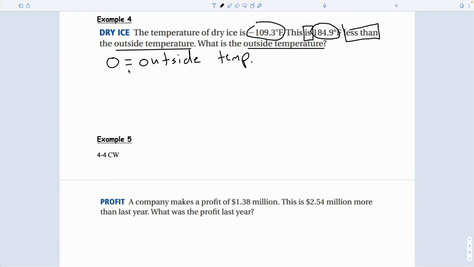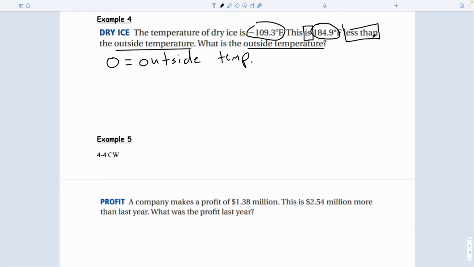So I know that I don't know the outside temp, but I know something about dry ice. And it says that 184.9 degrees is less than the outside temp. If I see the words less than, do I think addition or subtraction? Show me on your hands. Up is addition, down is subtraction. Less than means what? Cool, hands down, most of us are saying subtraction, but there's a twist.